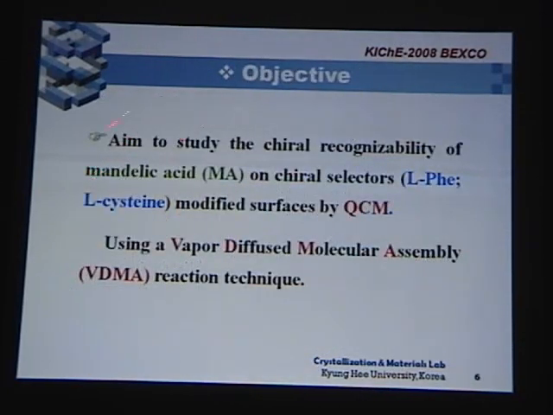So the aim of this work is to use QCM to study the chiral recognizability of mandelic acid on chiral selectors. Here we use alpha-phenylalanine and L-cysteine modified surfaces. To fulfill this purpose, we use a VDMA reaction technique.